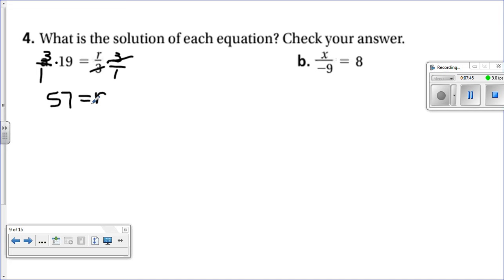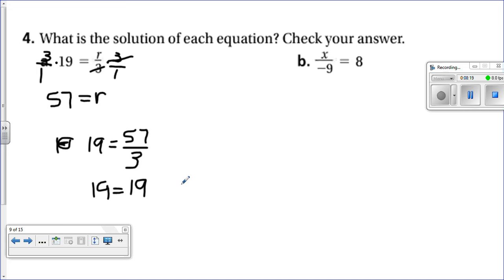Now, how do you check your answer? Checking your answer is plugging it back in. So we're going to set this up as 19 equals, instead of r, I'm going to put in the 57 and divide it by 3. 57 divided by 3 is 19. So 19 equals 19. So if it comes out to be the same, you did it correctly. So that is checking your answer.